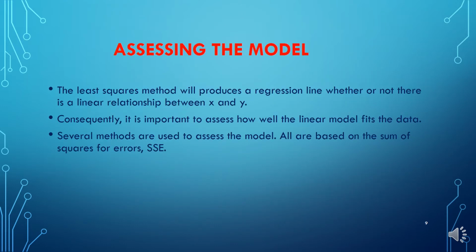So the least squares method, this is called the least square method because we try to find out the squares of the errors and we choose a line or choose a model that corresponds to least squares. Minimum, okay? Minimum of the errors. The least square method will produce a regression line, okay?